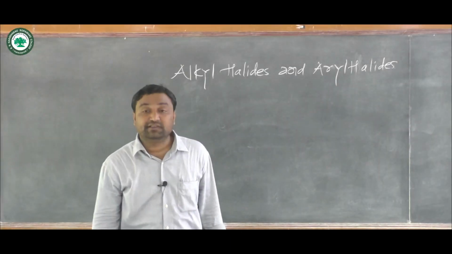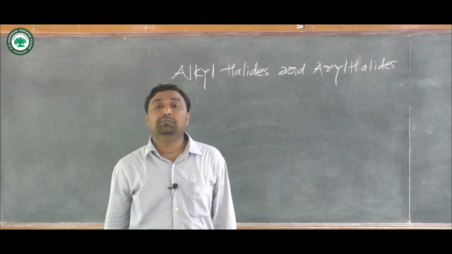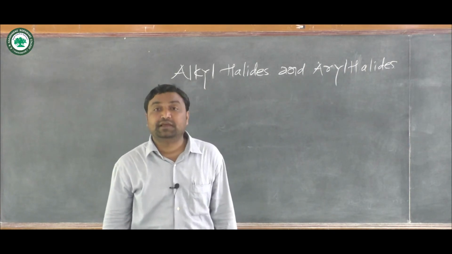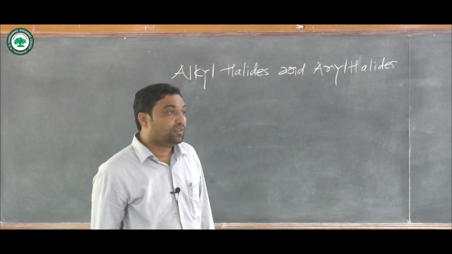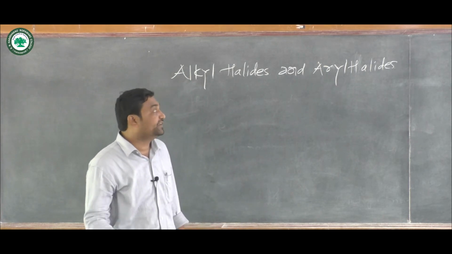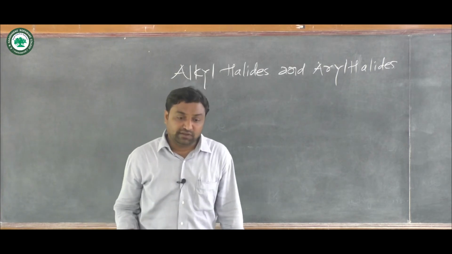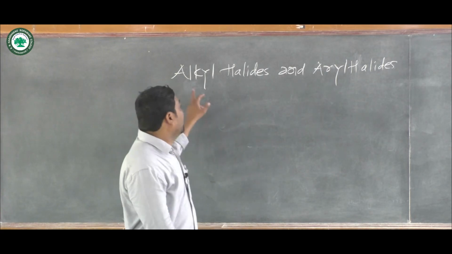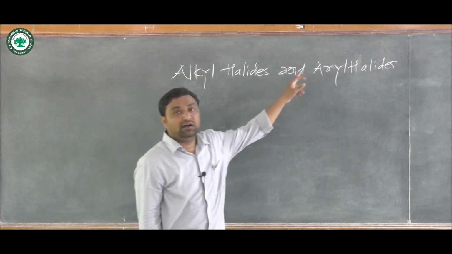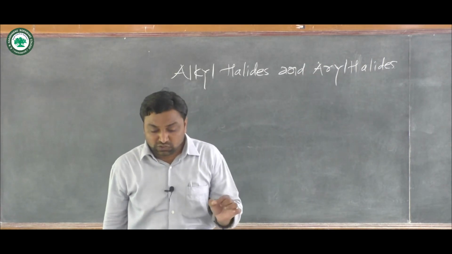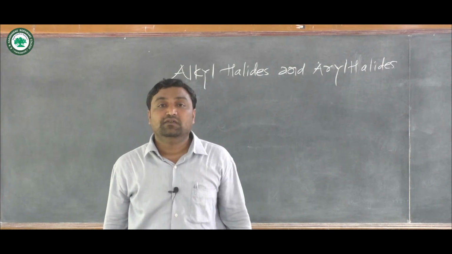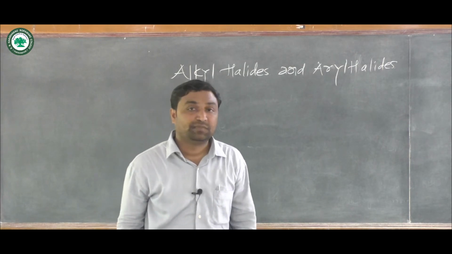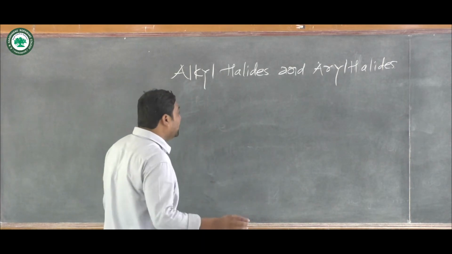In our previous lecture, we completed our first chapter of this syllabus, that is aromatic hydrocarbons. Now we have to move towards our second chapter of this semester, alkyl halides and aryl halides. To understand the concept of alkyl halide and aryl halide, firstly we have to study halogen derivatives of alkanes.